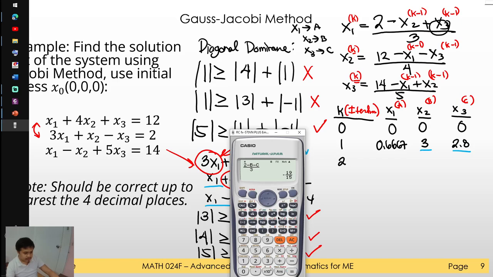Is that correct? Why is that? So 3 and 2.8, right? Why does it have a negative? I think I have it wrong. It should be positive, right? Oh, we have an error here. Anyways, it should be positive pala. It was zero lang naman siya kanina, so okay lang. Okay, so at this time, we have 0.6 as our first value.